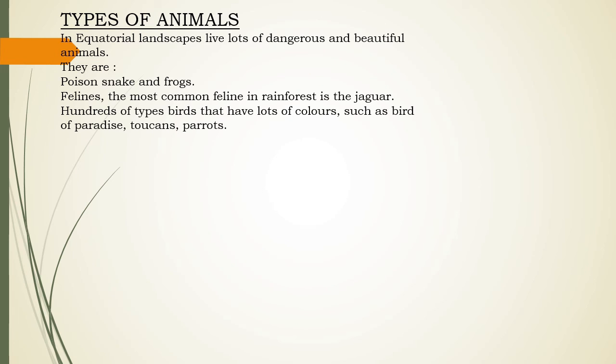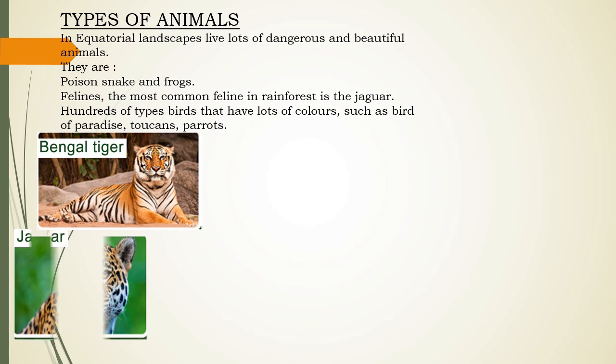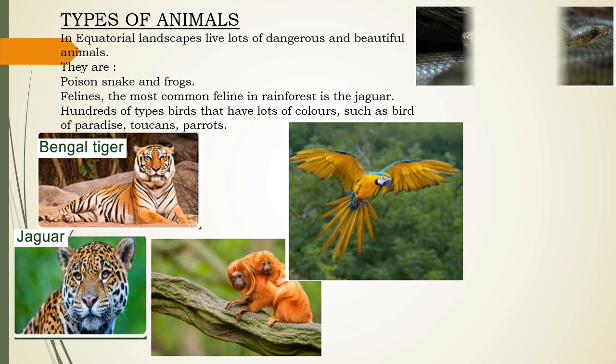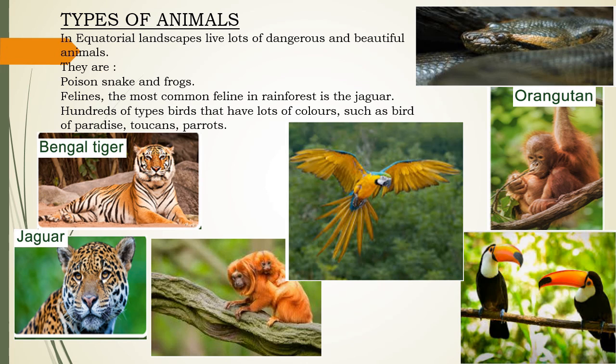Types of animals in equatorial landscapes: they live with lots of dangers and beautiful animals. They are poisonous snakes and frogs, felines, and the most common feline in the rainforest is the jaguar. Hundreds of types of birds that have lots of colors, such as birds of paradise, toucans, and parrots.